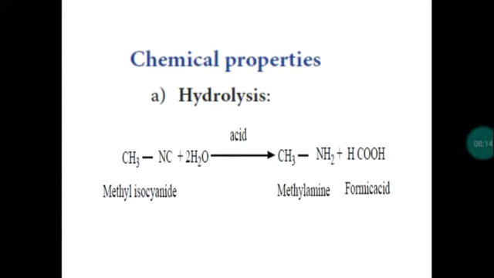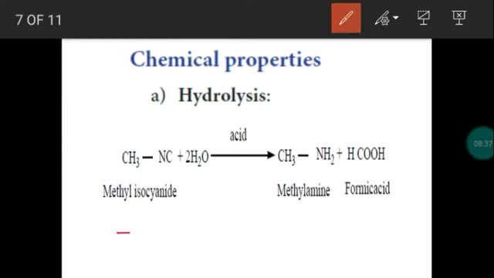So first one, hydrolysis process. Hydrolysis by alkali is not possible. So when you add sodium hydroxide or potassium hydroxide, hydrolysis will not take place, so we take dilute mineral acids. With isocyanides, when we take dilute mineral acids, hydrolysis will take place. We get amine and carboxylic acid. So when you take methyl isocyanide, you will get methylamine with the formation of formic acid.